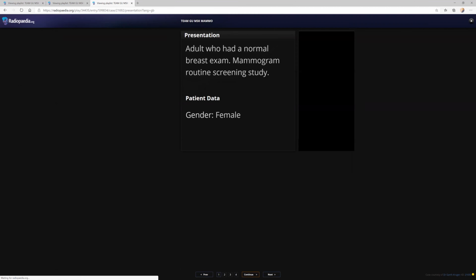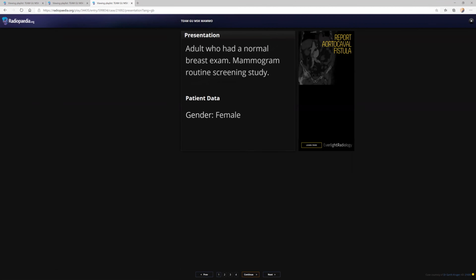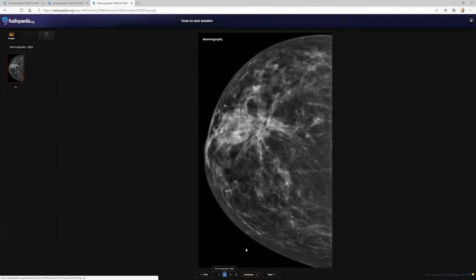Then an adult who had a normal breast examination, a mammogram screening study. So it was a normal clinical breast examination. You correctly pointed out there is a spiculated lesion, and there are some radiating bands and all. And centrally there is some lucency. Centrally, you are not seeing any mass here.